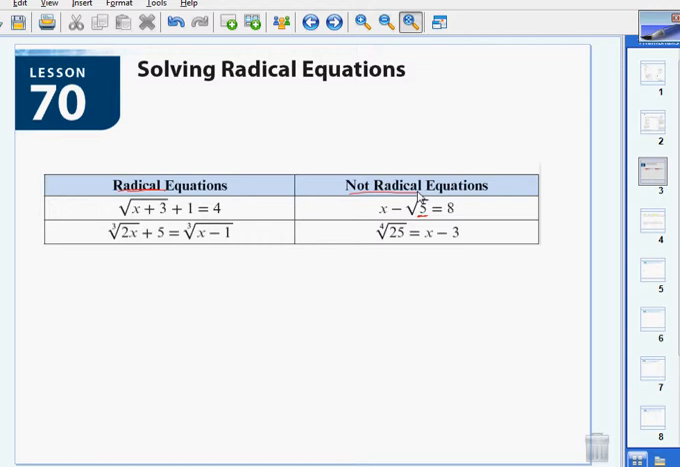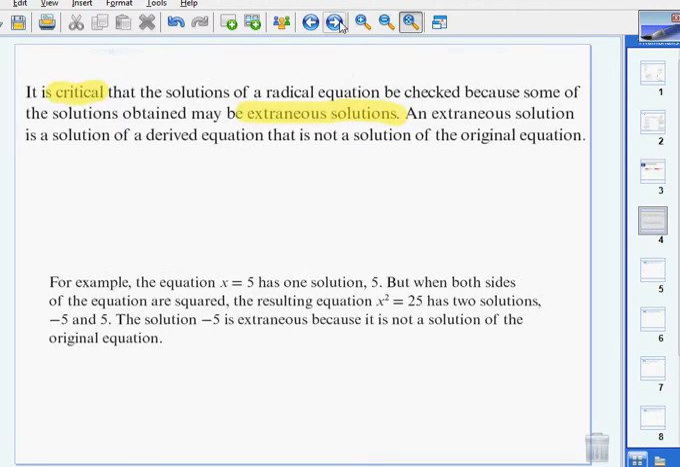What in the world is an extraneous solution? It's something that is a result of squaring both sides of the equation. So you don't have to check for extraneous solutions if it's a not radical equation. But if it's a radical equation, that's when you have to check for extraneous solutions. That's why it's important that you know the difference. So let's talk a little bit more about what an extraneous solution is.